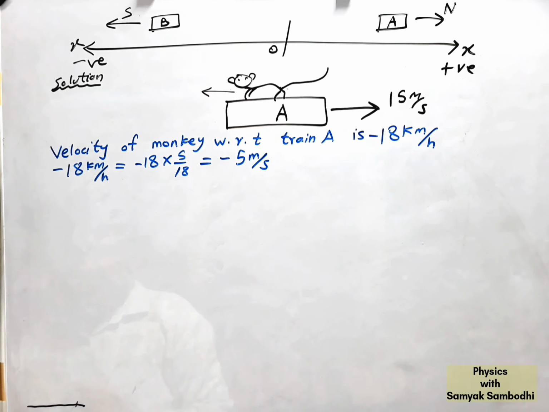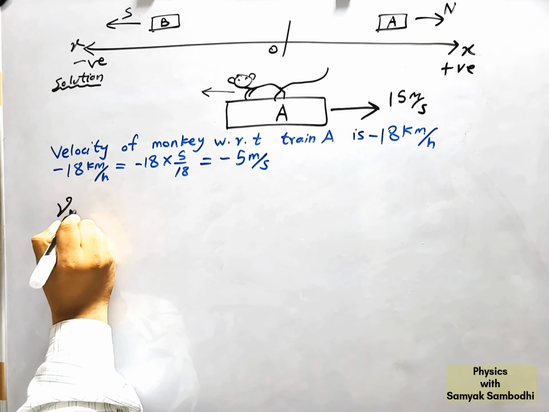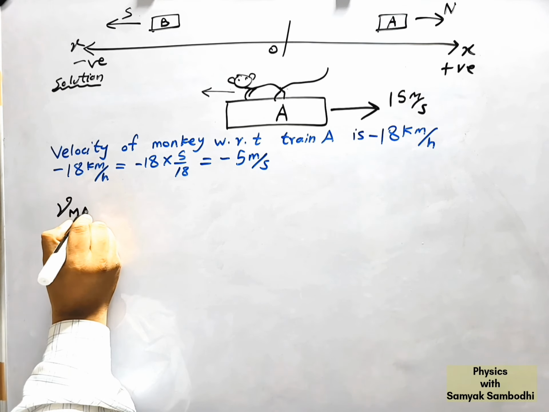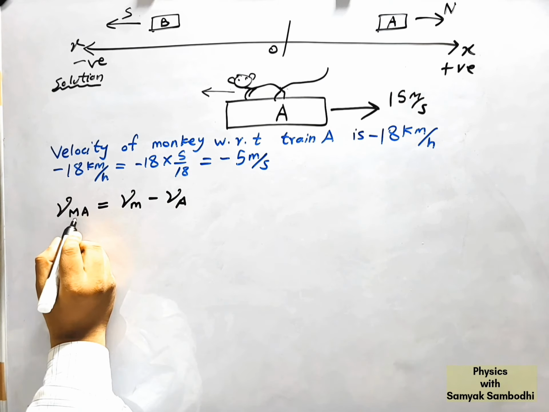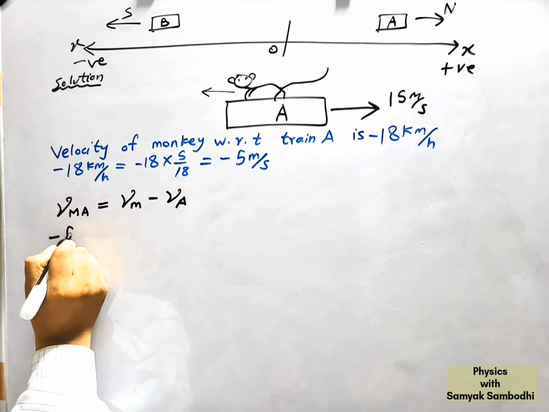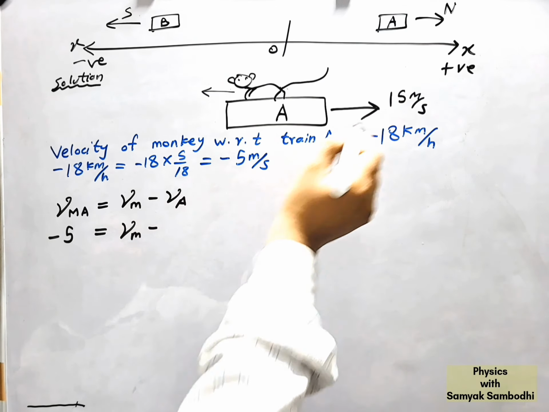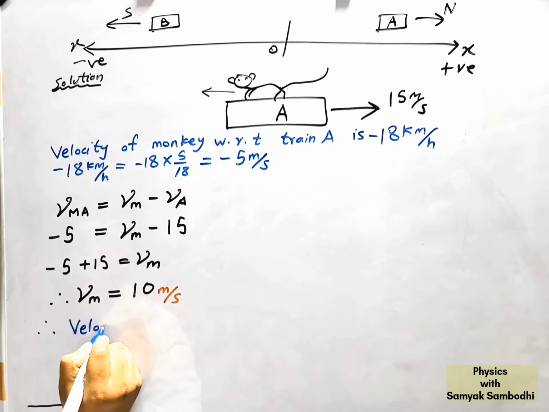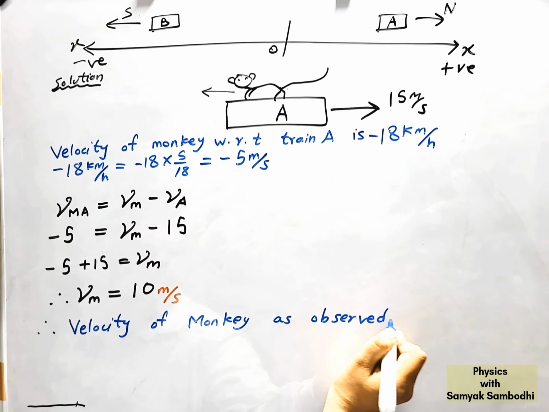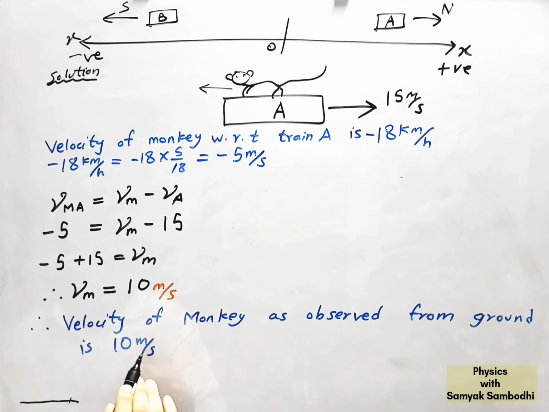Now we have to find out the actual velocity of the monkey as seen from the ground. As given, the velocity of monkey with respect to train A is minus 5. We don't know the velocity of the monkey. Velocity of monkey minus 15 equals minus 5. So the velocity of the monkey observed from the ground is 10 meters per second. See, the answer we received is positive 10 meters per second.